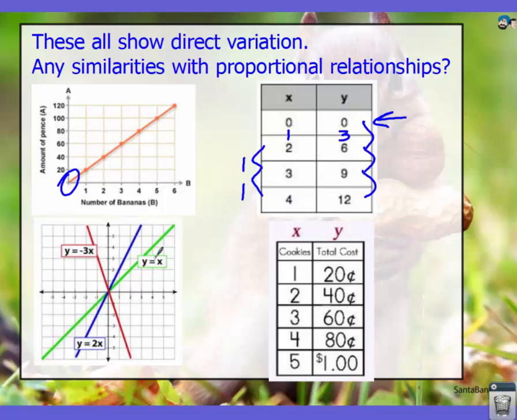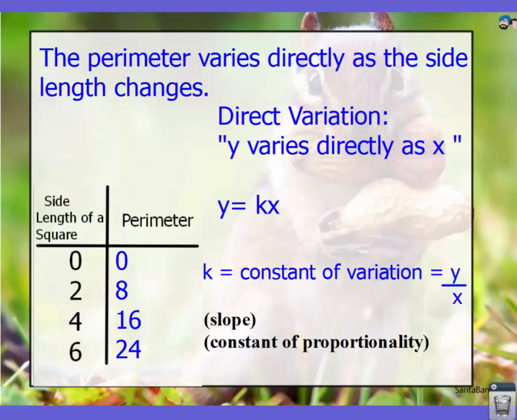Okay, in this T-chart right here, again, do we have our 0? Well, we don't have our 0 in there, but if we look at our pattern, counting from 20 to 40, 40 to 60, 60 to 80, we're counting by 20 cents, we're counting by 1. So if I were to go up to 0 and subtract 20 cents, I would have my 0, 0. So you'll notice that direct variation situations are exactly like proportional relationships, right? But what we're going to have to do today is learn to find that k value, that constant of proportionality. Okay, so when we looked at that square, the perimeter varies directly as the side length changes.